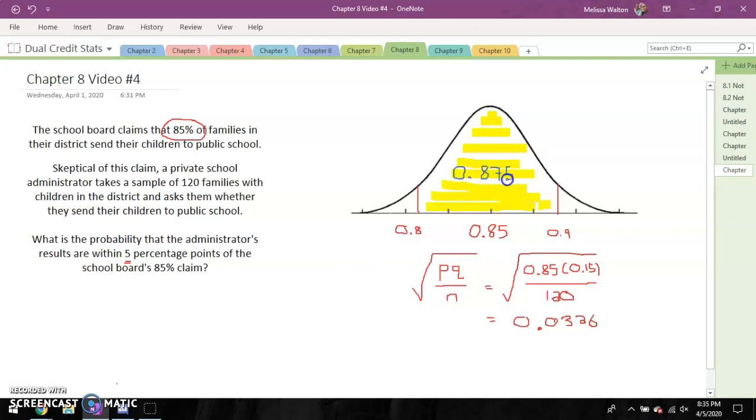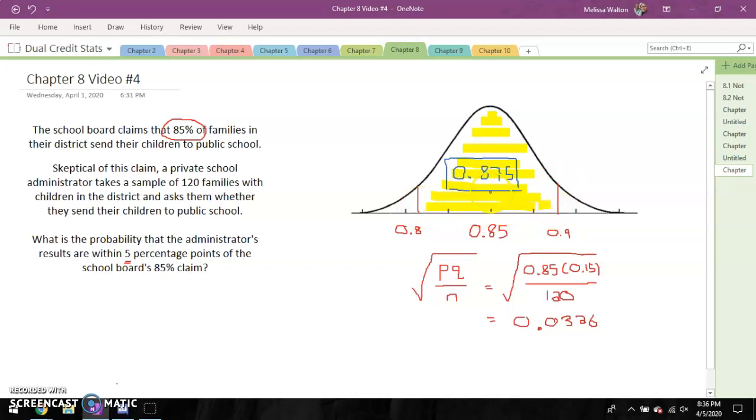So assuming that the school district's numbers are correct, when he goes out to take a sample, about 88% of the time he should get a number somewhere in here. That doesn't mean he couldn't get something outside of this. That certainly is possible, but for the most part, he has about an 88% chance of falling somewhere between 80% and 90%. So that is not that unusual.